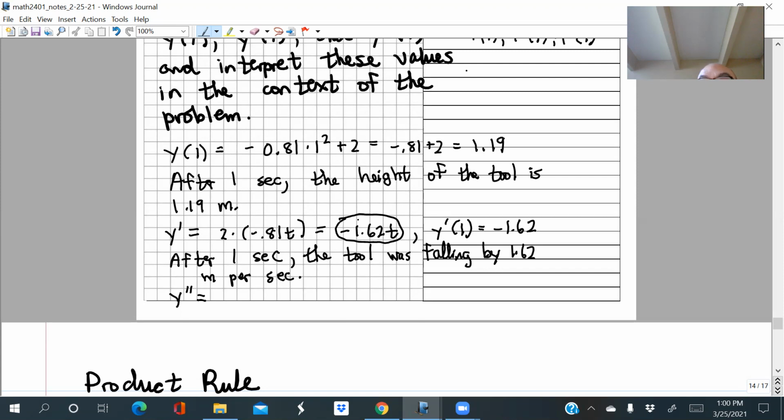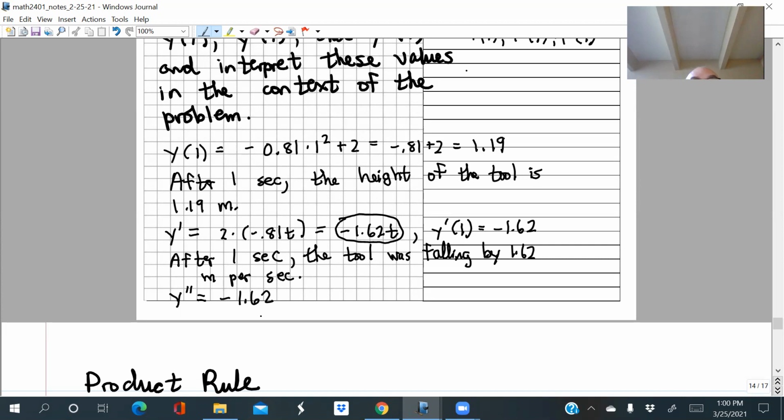Yeah, what's the derivative of minus 1.62 t? Isn't it just negative 1.62? Yes, it's minus 1.62. So you just end up with a really simple formula there for the second derivative, right? It's just a constant, okay? You really can't get much easier than that, okay?